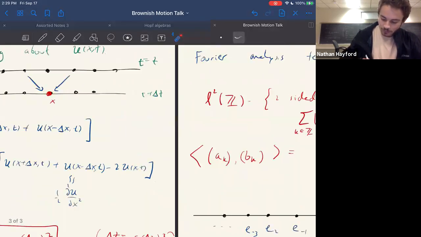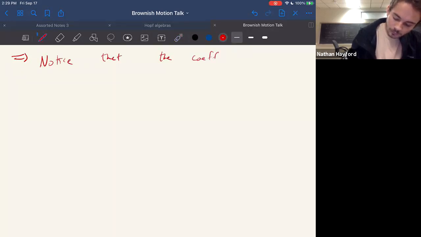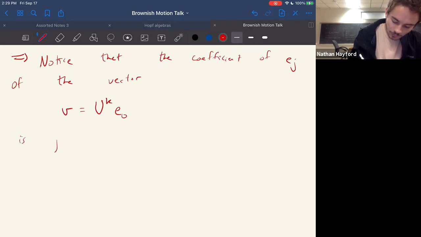So what I'm actually finding is, and I'll write down the principle. You can even prove it if you want, but I'd like to be formal here. What we're noticing is that the coefficient of EJ of the vector U to the K E0, which I'll call V, is just the probability that I'm at site J after K time steps.